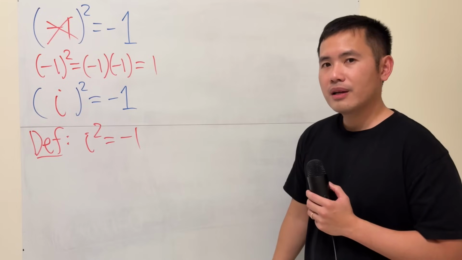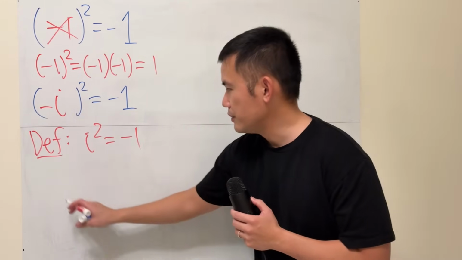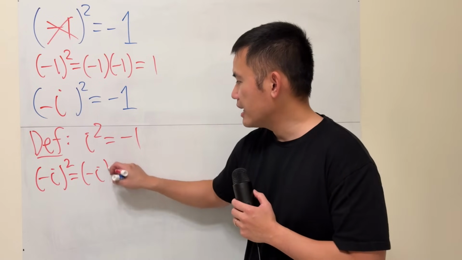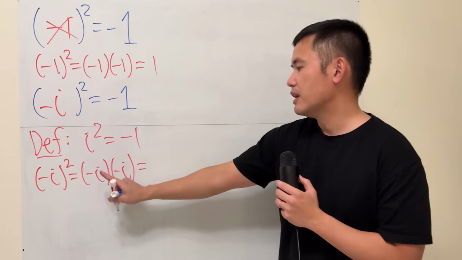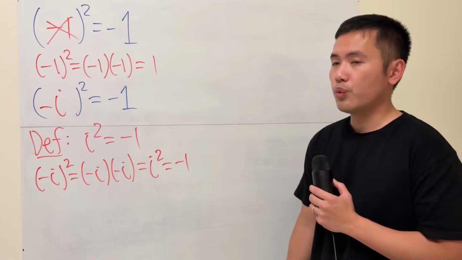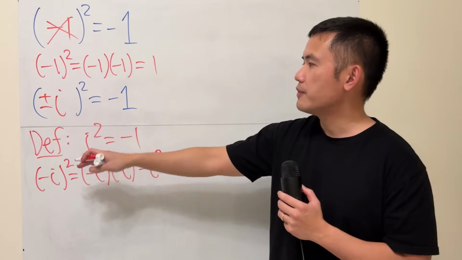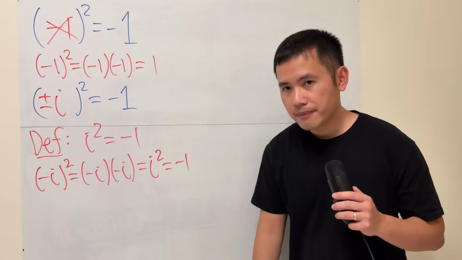Cool. And in fact, there's another answer for it, and that's a negative version of it. Because if you square -i, that will be -i times -i. Negative times negative is positive. i times i is i squared. And again, by definition, we get -1. So in fact, we have both plus and also the negative version of i, and that will satisfy this equation.